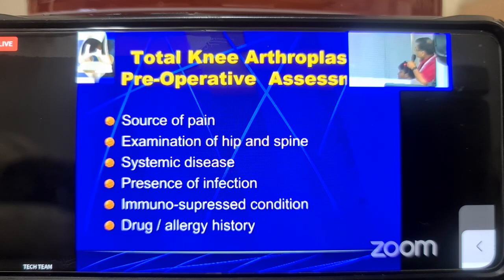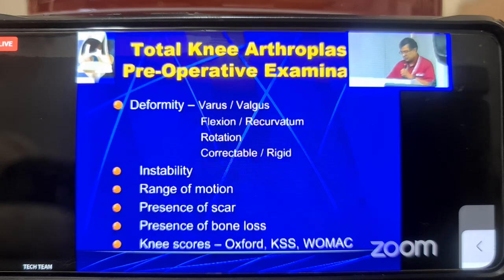Okay, so I'll go very quickly through the pre-operative assessments. Again, I said the source of pain has to be clear. Must examine the hip and spine, look for systemic disease, infection, and is the patient immunosuppressed? And if so, then I think one needs to be very cautious and counsel the patient accordingly. So what is the deformity? Is it varus, valgus, recurvatum? Is there a rotational component? Is there instability? This has to be addressed during surgery.